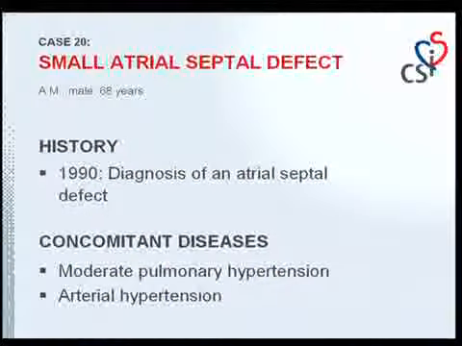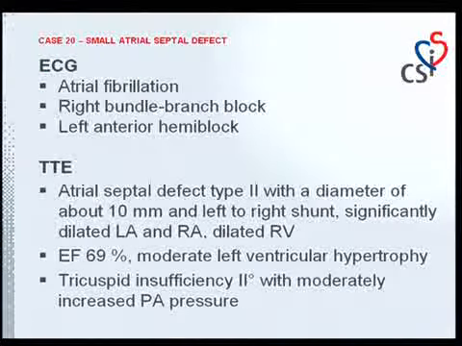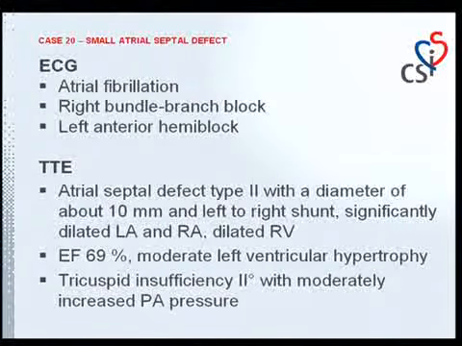The next patient is case number 20, a 68-year-old man with a small atrial septal defect. It was diagnosed in 1990. Now he has a moderate pulmonary hypertension and arterial hypertension. ECG showed atrial fibrillation, a right bundle branch block, and a left anterior hemiblock.